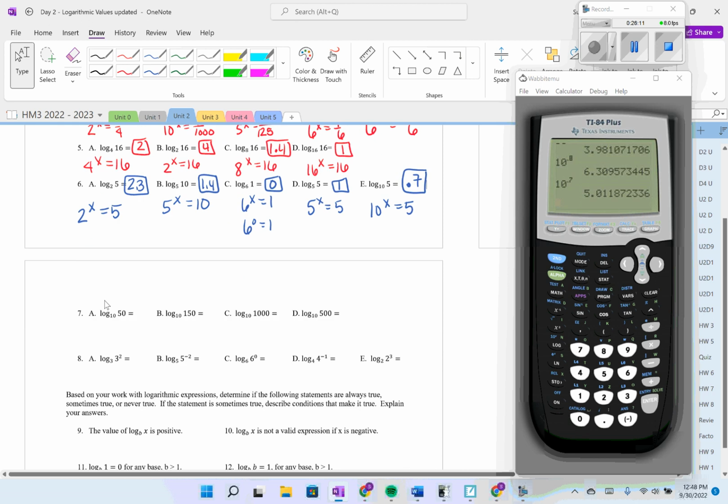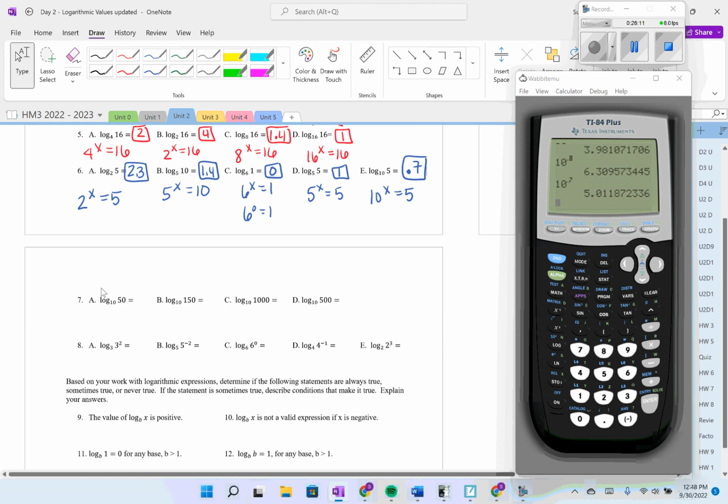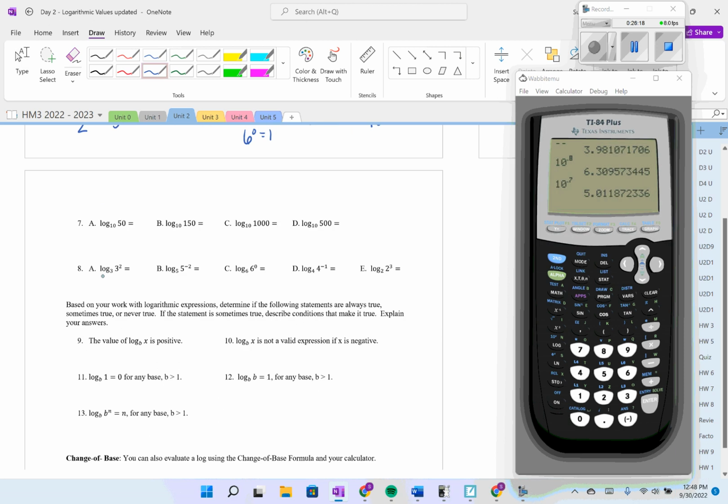All right, so question 7. For this one, we would do the same thing. So 10 to what power would give us 50? And 10 to what power is equal to 150? 10 to what power is equal to 1,000? 10 to what power equals 500?